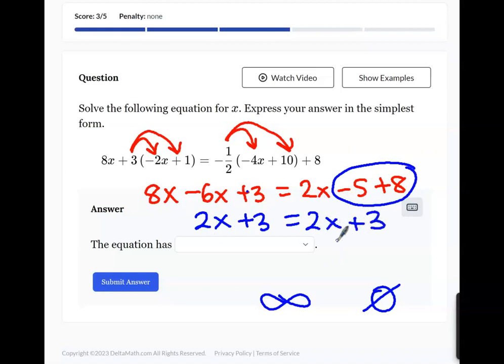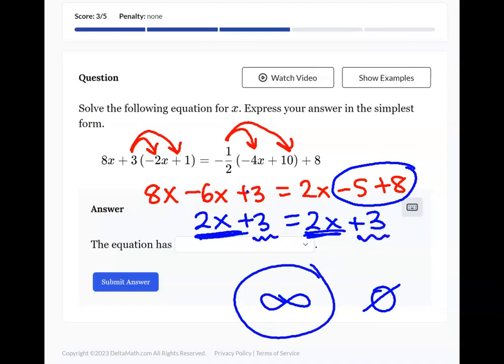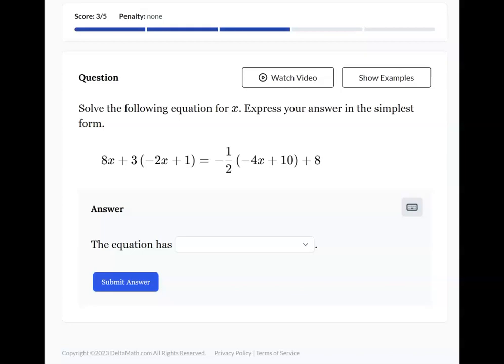You see that? It's a perfect match. The variable terms match, the constant terms match. And when that happens, that's infinite solutions. So choose infinitely many solutions from the drop-down menu.